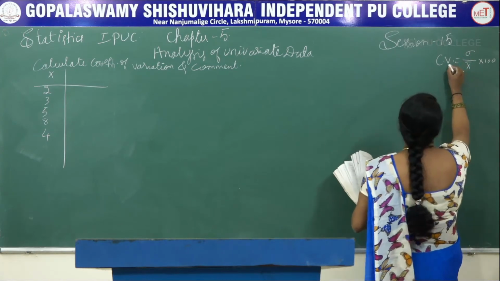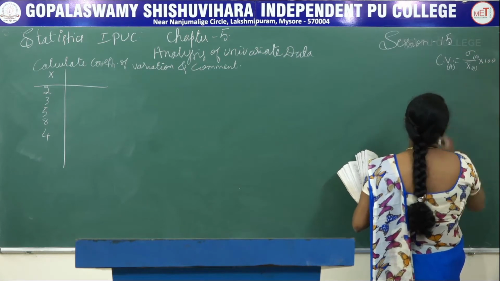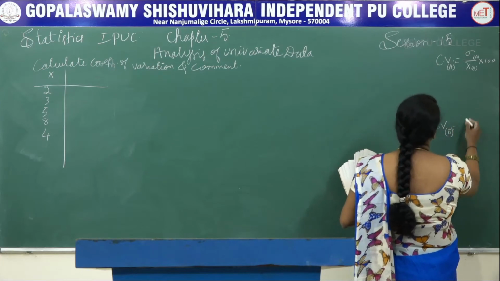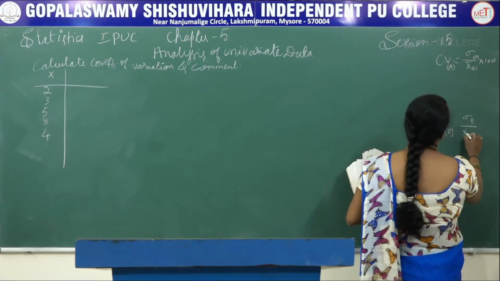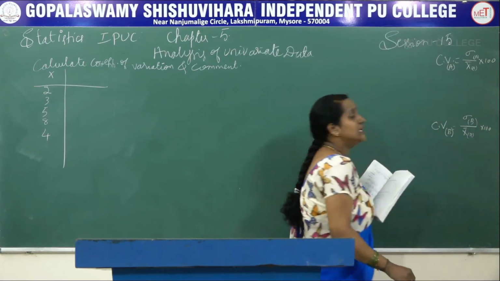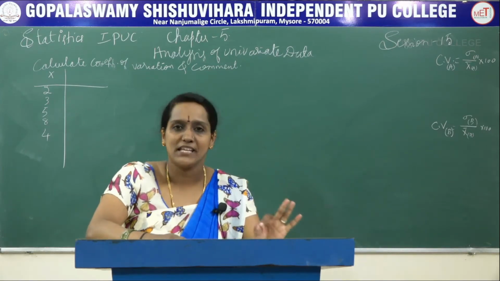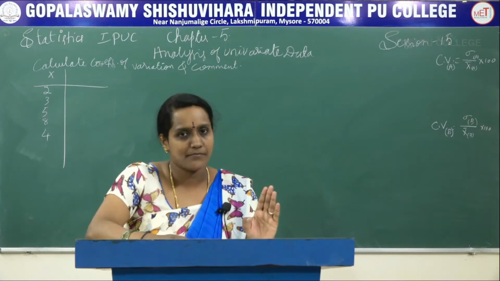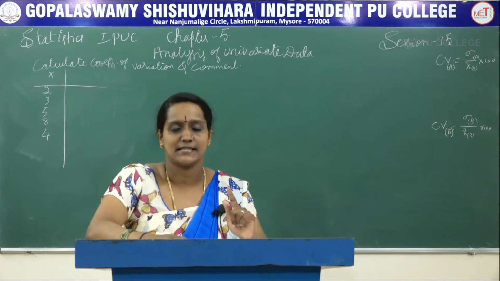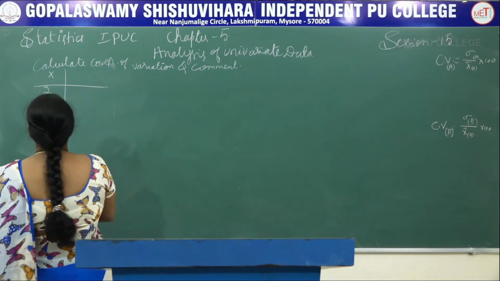So coefficient of variation for A is sigma A by X bar of A into 100, and similarly we have to calculate the coefficient for B also, that is sigma B by X bar of B into 100. So we have to calculate X bar and sigma for company A and company B separately. Got it? First we will solve for X, that is company A.